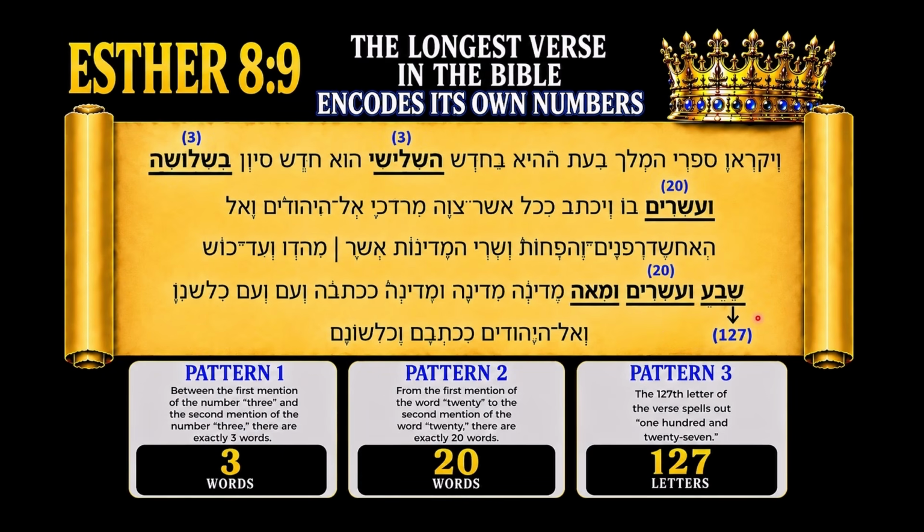In the third self-reinforcing pattern, we see the number 127 mentioned. Sheva ve'esrim umeya means 127 in Hebrew. The 127th letter of the verse spells out 127.